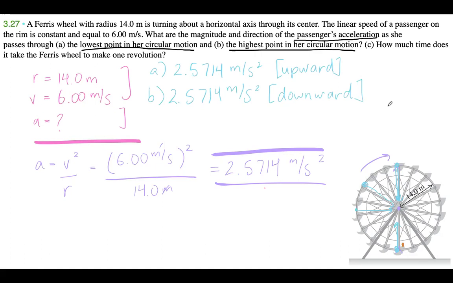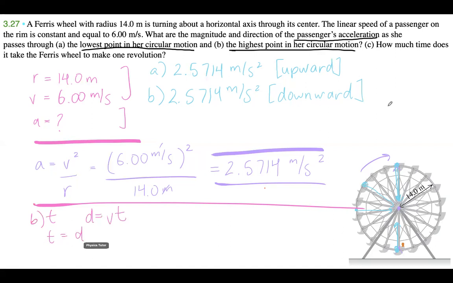Okay, so now let's talk about how much time it takes. How do we derive that? Let's use pink again. So for B, we want time, and we have speed and we have distance. Distance is equal to speed times time. So time really is just equal to distance over speed.